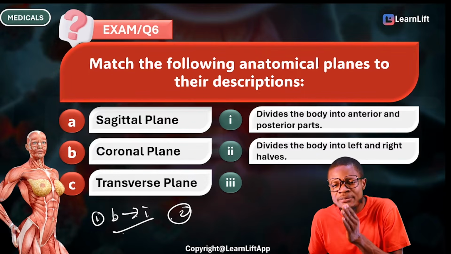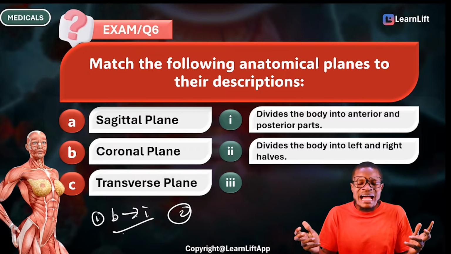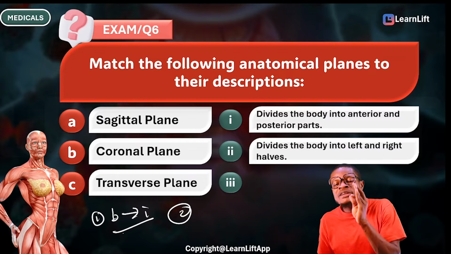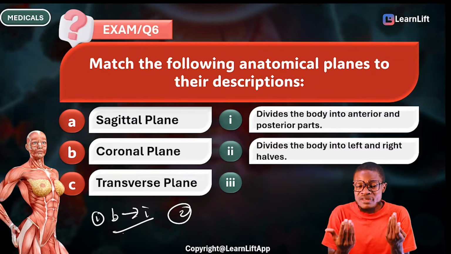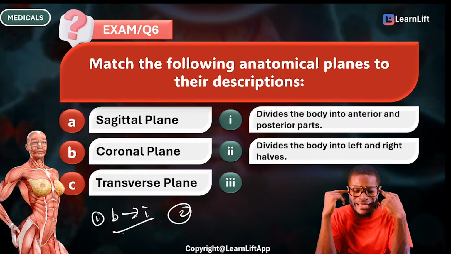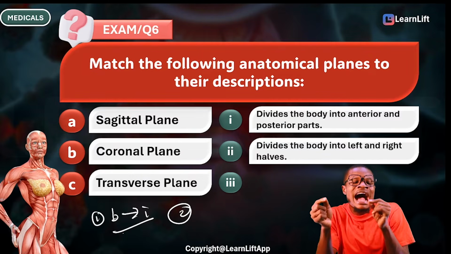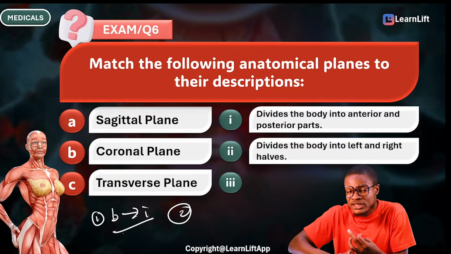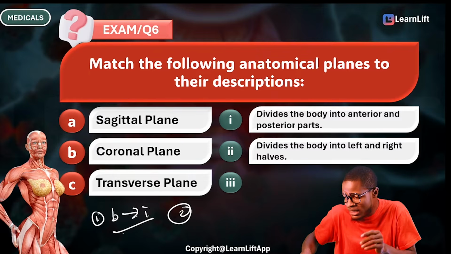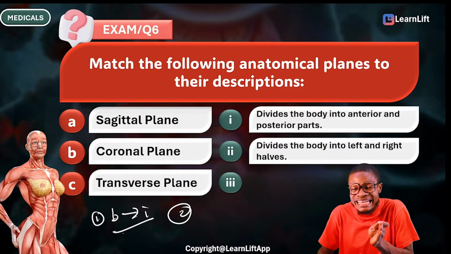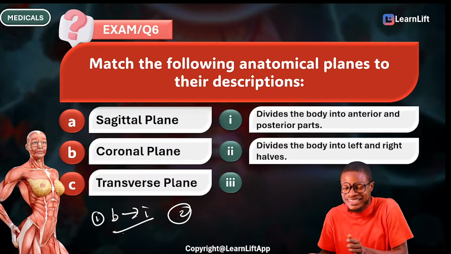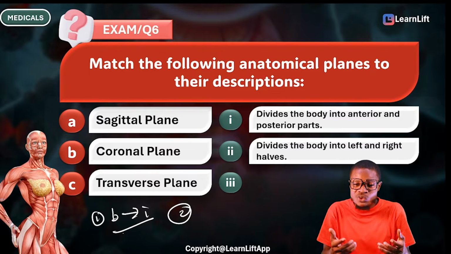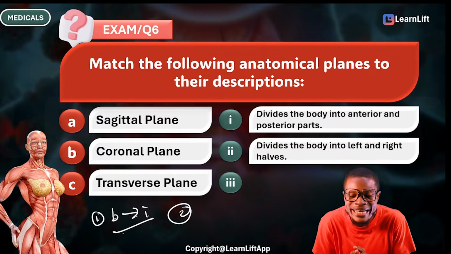The second one says divide the body into left and right halves. Which one does that? Pause the video, get the answer, and then link it. Let's go. What divides the body into left and right? If they say left and right, of course sagittal should come into your mind. But there is a difference between left and right halves and left and right equal halves. If the two parts it divides into are equal, that's the median plane.